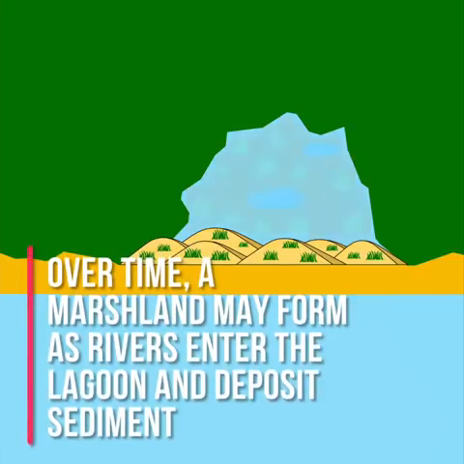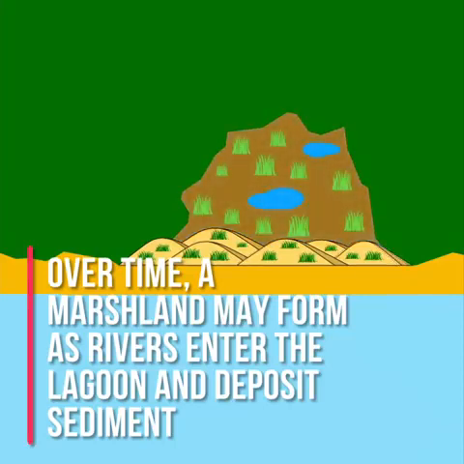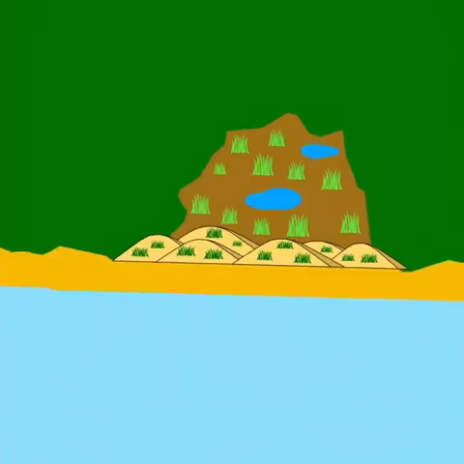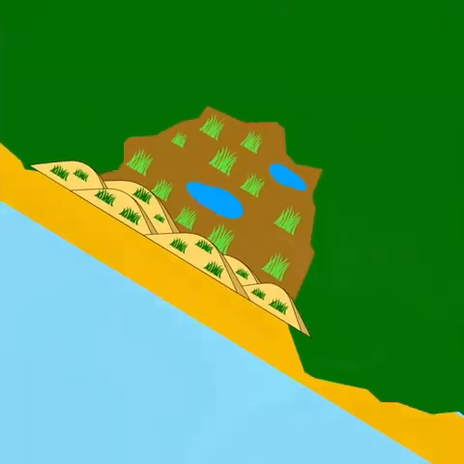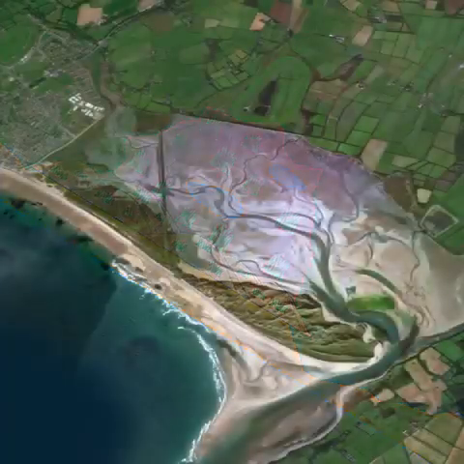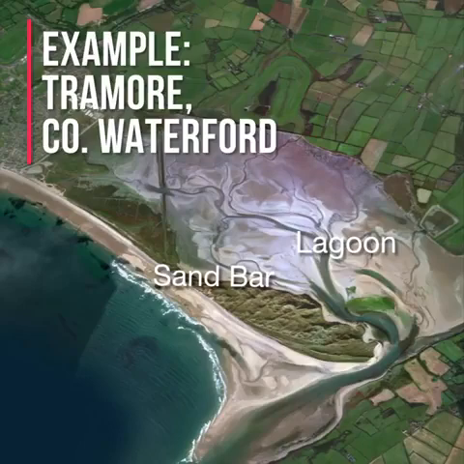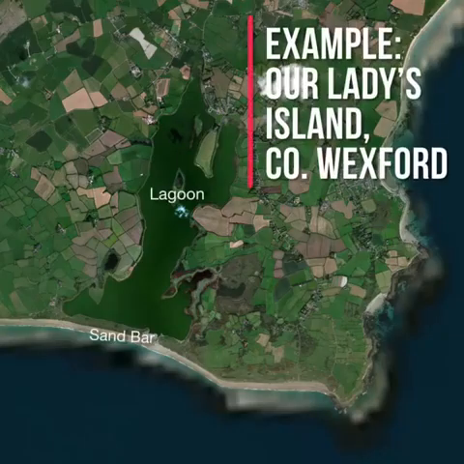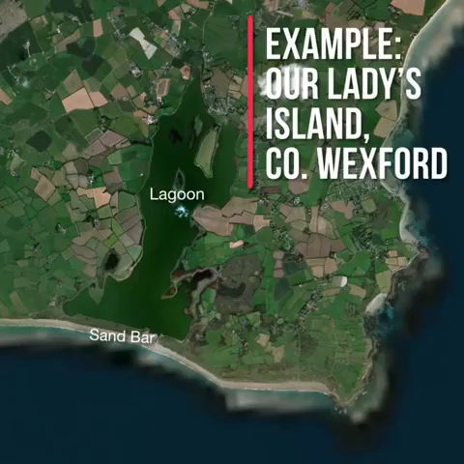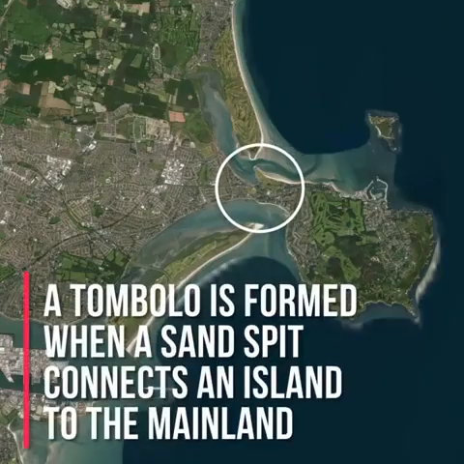Over time, a marshland may form as rivers enter the lagoon and deposit silt and sediment. An example of a sandbar and lagoon can be found at Tramore in County Waterford and at Our Lady's Island in County Wexford. A tombolo was formed when a sand spit connects an island to the mainland.